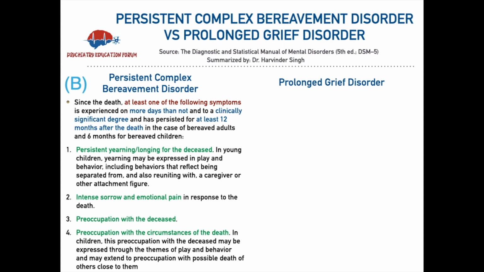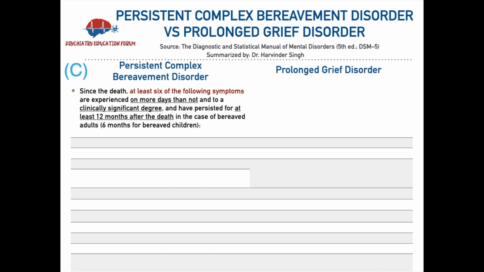Now, moving on to criterion C, which is longer than this, so be ready for that. Criterion C is, since the death, at least 6 of the following symptoms were present, and they are experienced more days than not, to a clinically significant degree, and at least 12 months after the death. So here they are saying at least 6 of the following should be present. And as you must have imagined from the table below, there are many criteria there, so I will just name them. At least 6 of the following symptoms should be present in the last 12 months. I will repeat, the duration is a very important difference here that we will talk about very soon.